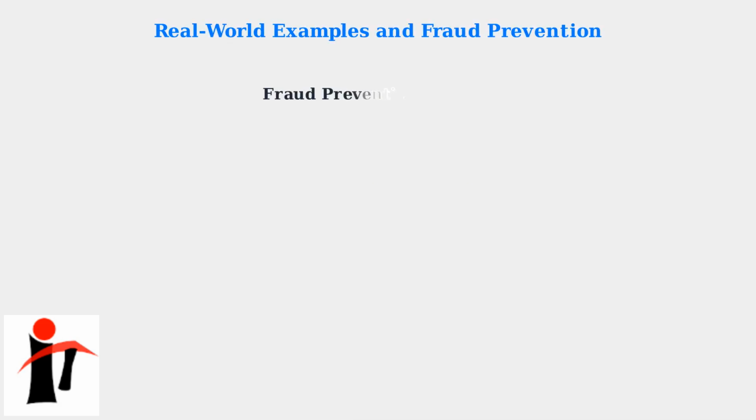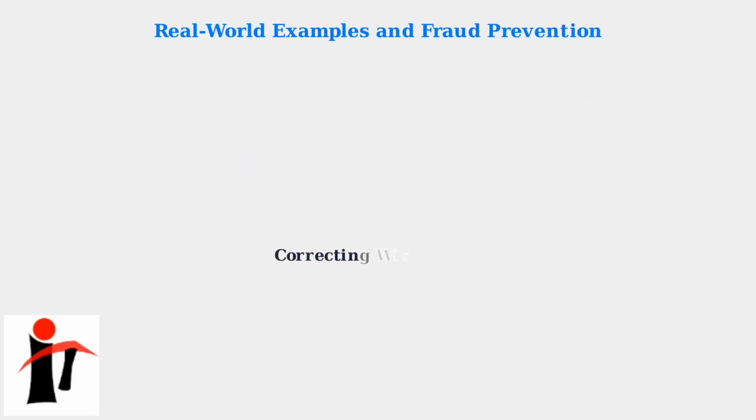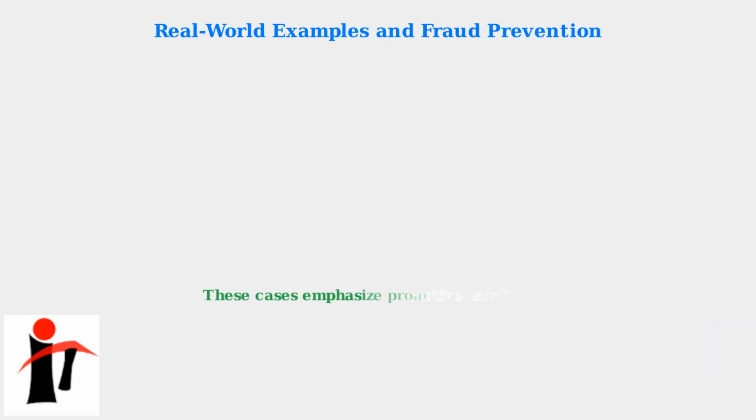Real-world examples show the value of monitoring wire transfer history. Consider this scenario. A business spots a fraudulent $500,000 outgoing wire via Wells Fargo's app. Because they reviewed their history promptly and contacted the bank, they reversed the transfer. Another example involves correcting an erroneous incoming international wire by using the transaction details, including SWIFT codes, to collaborate with the sender's bank. These cases emphasize the importance of proactive monitoring.